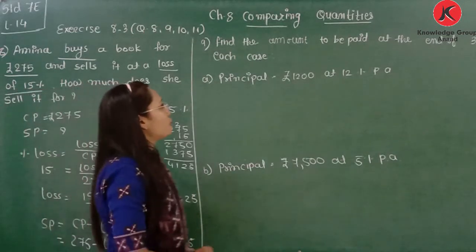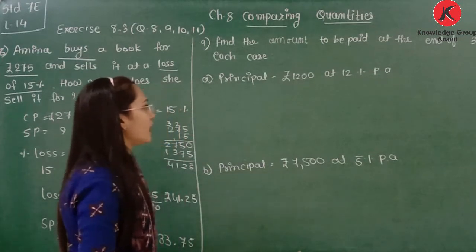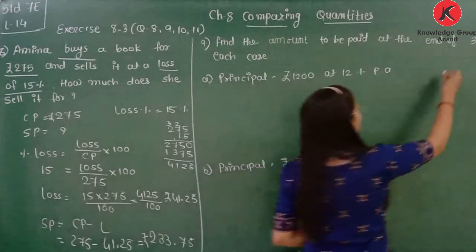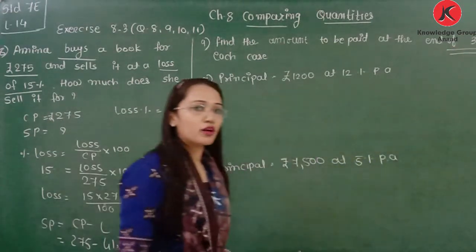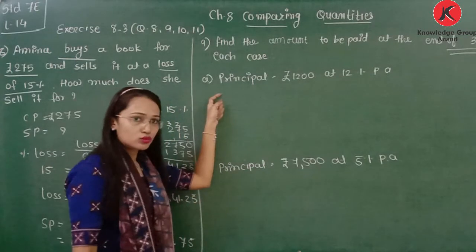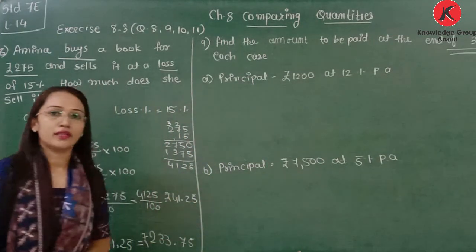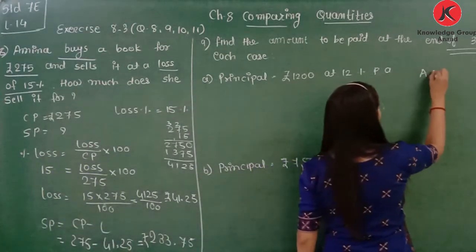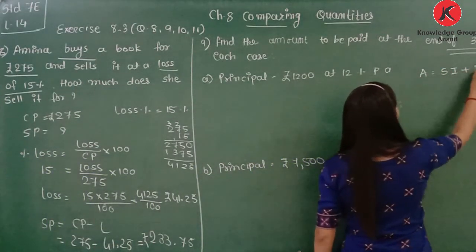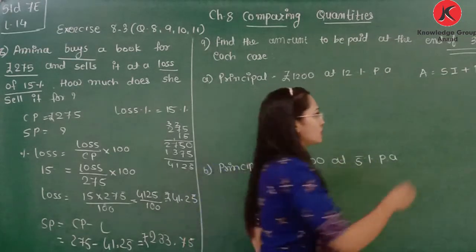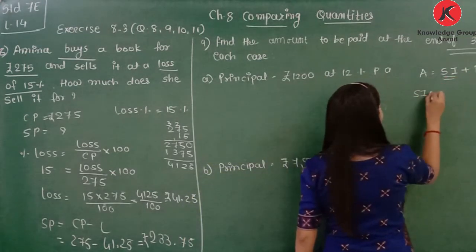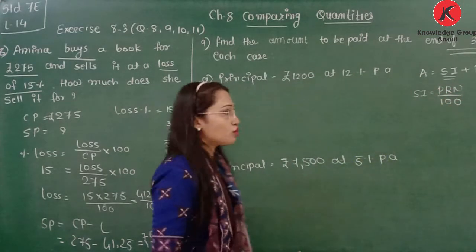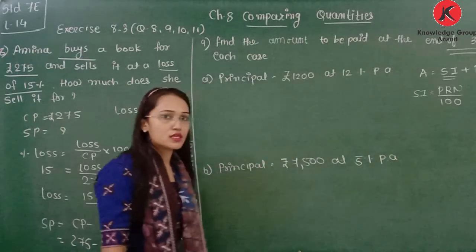Now next, find the amount to be paid at the end of 3 years in each case. So here, end of 3 years. Time period is given as 3 years and you need to find the amount. So for the amount you need to find the simple interest first. What is the equation for amount? We learned the equation for amount is SI plus P, or you can write P plus SI. And what is the equation for simple interest? That is PRN divided by 100. So to find the amount, first we need to find the simple interest.